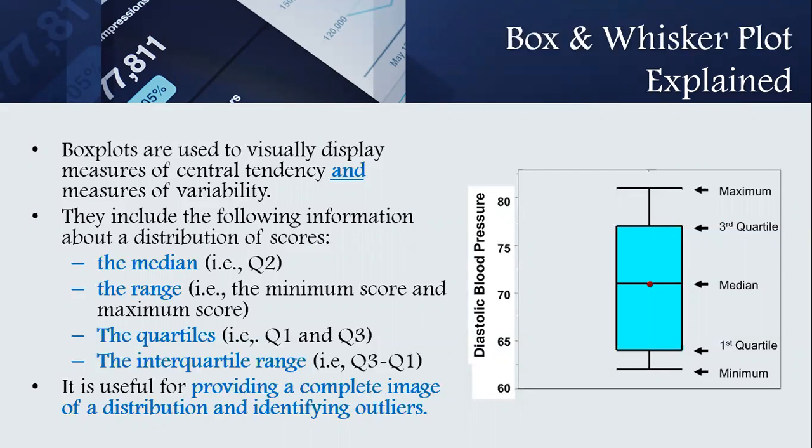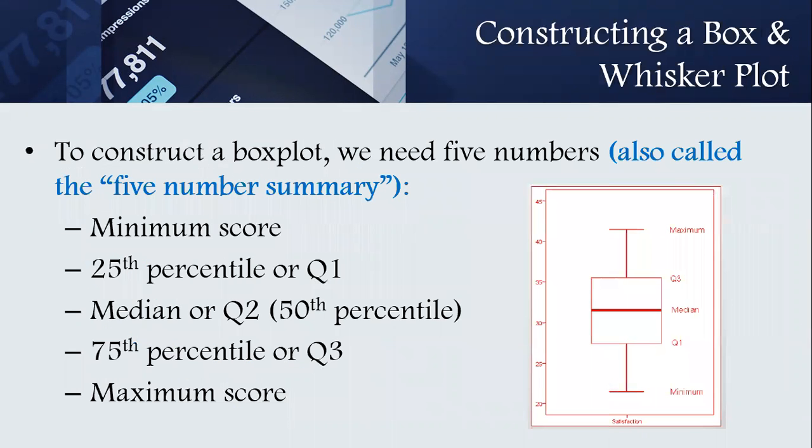Box plots are useful not only for providing a complete image of a distribution, but also for identifying outliers within a distribution. To construct a box plot, we would need 5 numbers, which is also called the 5-number summary. These 5 numbers include the minimum score, the 25th percentile or Q1, the median or Q2, which is the 50th percentile, the 75th percentile or Q3, and the maximum score of the distribution.